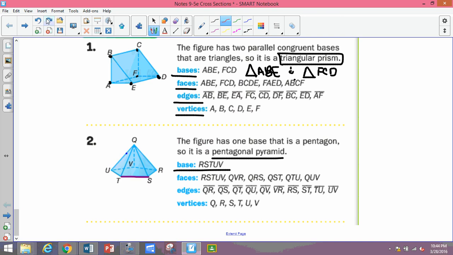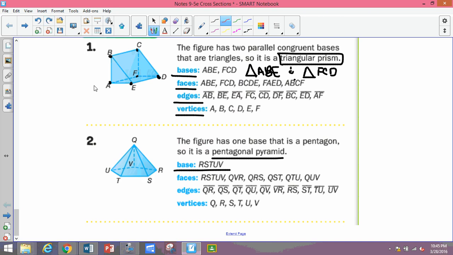Okay, those are your faces. Now you have to do your edges. So you have TS, QS, QT, QR, SR, UT, QU, UV, VR, and QV. Okay, those would be your edges. And then lastly, you have your vertices, which are your points, so it's QRSTUV.